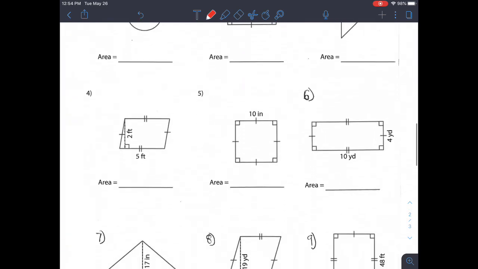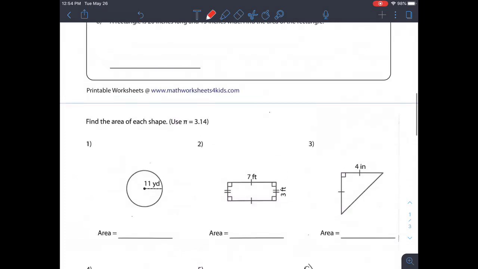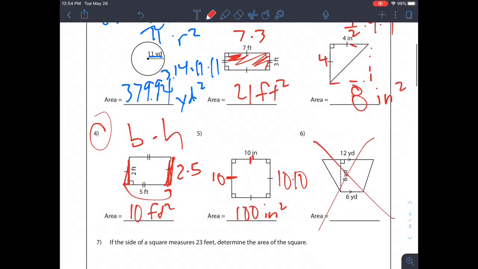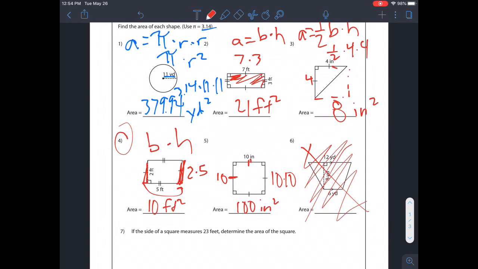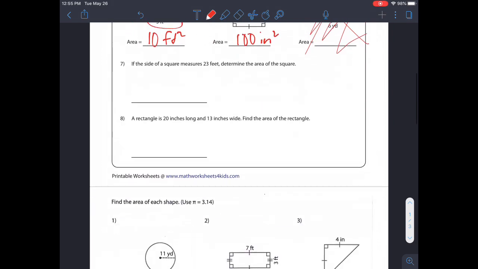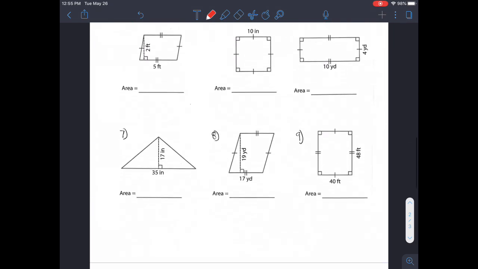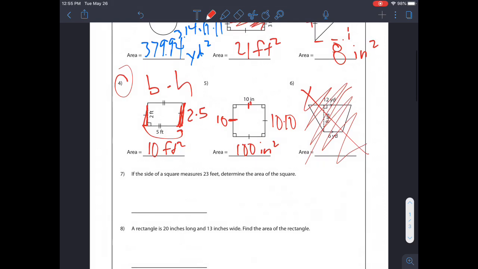I'm going to actually just go ahead and cross that one out. We aren't going to worry about number 6. It's called a trapezoid. We would actually have to add the bottom and the top together, multiply it, and then divide it by 2. We aren't going to do that, so we don't need to worry about it. So we did those 5. We need to finish these 2, and then you will finish up this second page, all 9 of these, for your homework. So number 7 tells us if the side of a square measures 23 feet, determine the area of the square.